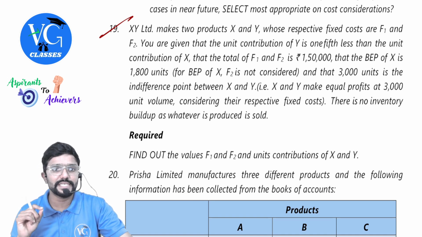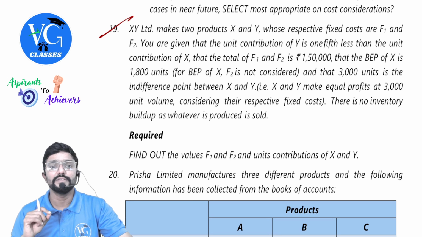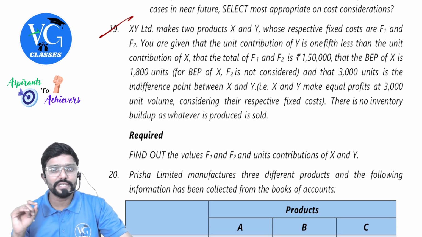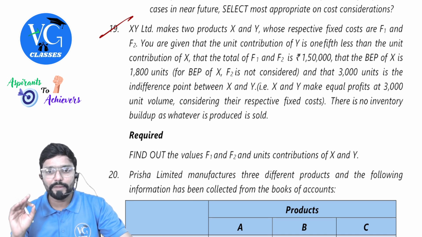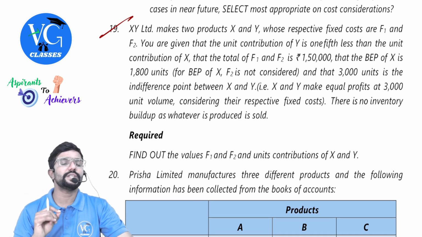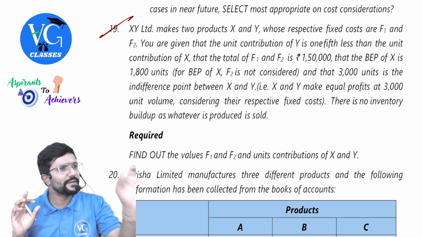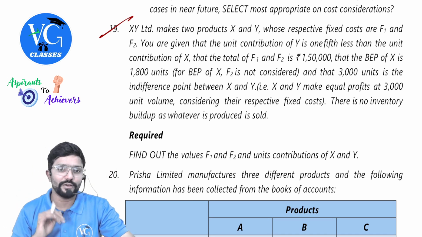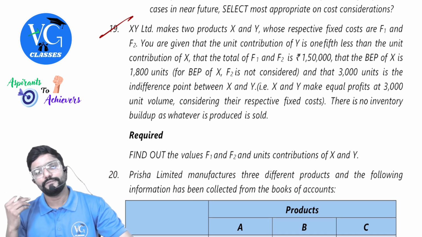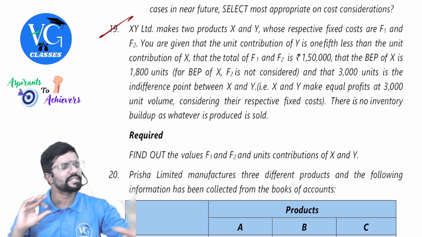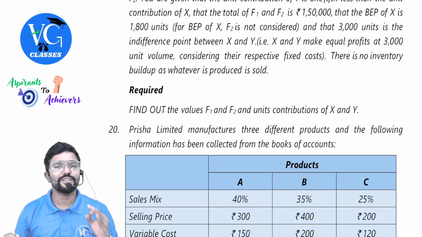The break-even point of X is 1800 units. For the break-even point of X, F2 is not considered. And 3000 units is the indifference point between X and Y. X and Y make equal profits at 3000 unit volume, considering their respective fixed costs. There is no inventory build-up, as whatever is produced is sold: no opening stock, no closing stock. Required: find the values of F1 and F2.